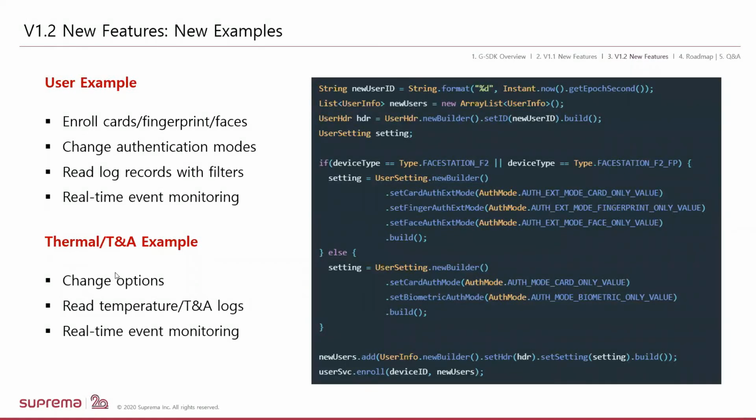And since the thermal camera and F2 were added in version 1.2, I provide a thermal API example. It is very simple, but I hope that it will shorten your learning time for the new APIs. And I also added another simple example for a simple time and attendance application. This code is from the Java example for user. In fact, we provide this new example for all 6 languages.